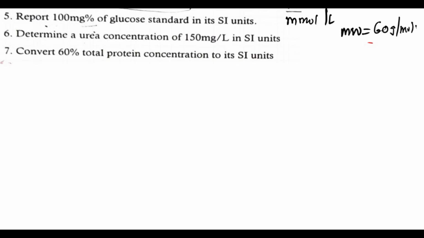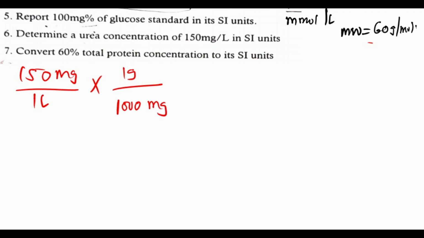So now what we're going to have, guys, is this. I'm trying to determine the concentration now. So it's going to be 150 milligrams per 1 liter, times, in 1 gram I have got 1000 milligrams. So milligram and milligram can go. Now in 60 grams I've got 1 mole. So the gram and gram can go.